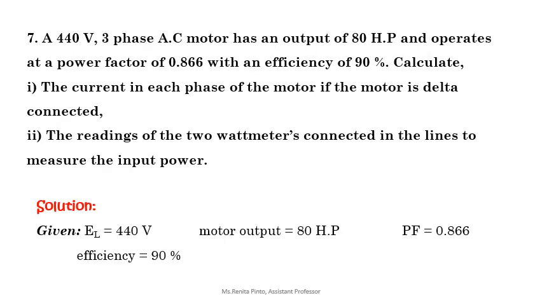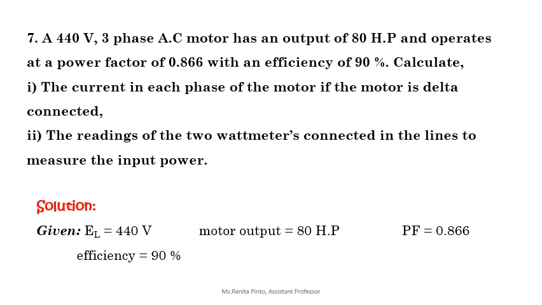Next question. A 440 volt 3-phase AC motor has an output of 80 HP and operates at a power factor of 0.866 with an efficiency of 90%. Calculate the current in each phase of the motor if the motor is delta connected, and the readings of the 2 wattmeters connected in the lines to measure the input power.